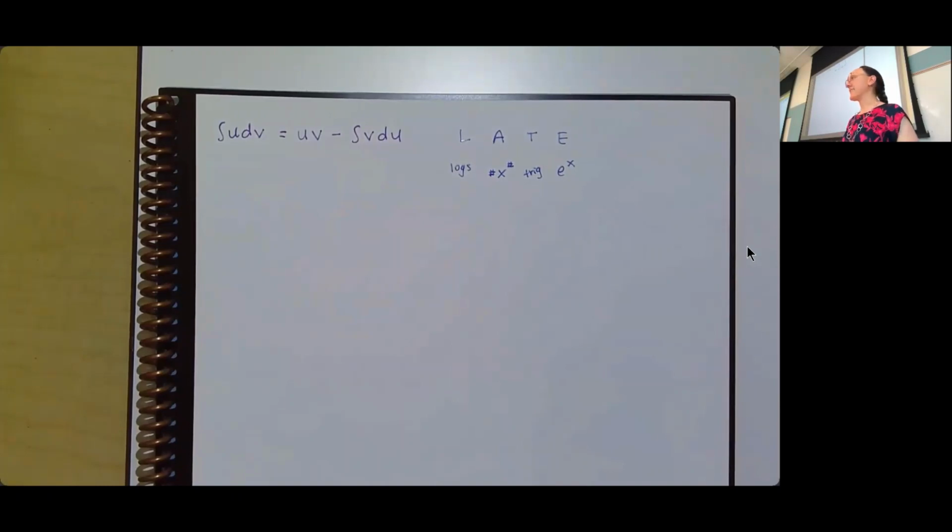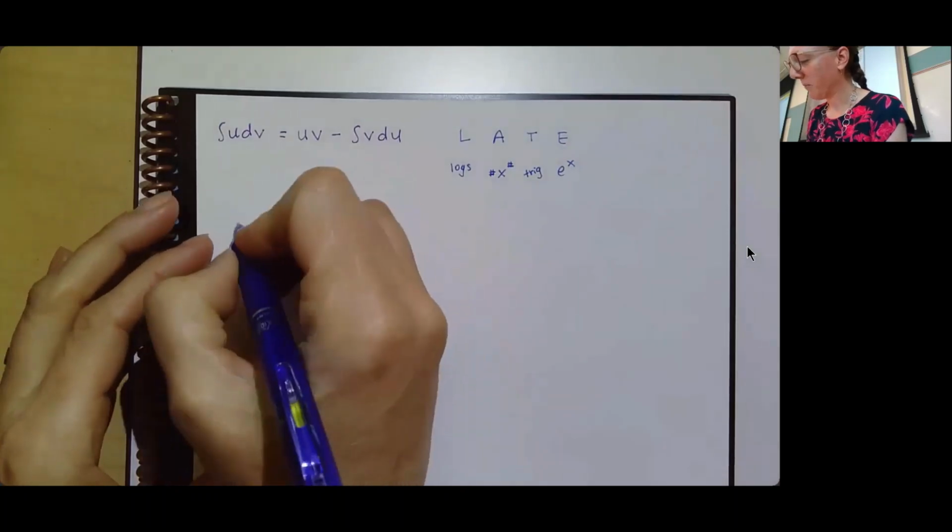I have written these in the order that they suck the most to integrate. And that is how I'm going to choose U. I'm going to find the part that would suck the most to integrate and make that equal to U. Let's get some examples going. But LATE is a convenient acronym, so that's why I've written in that order.